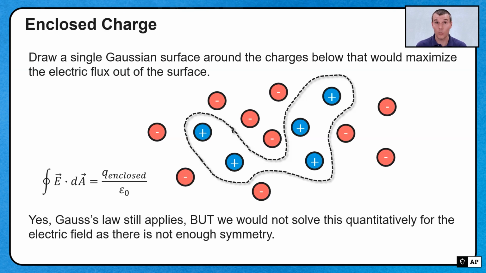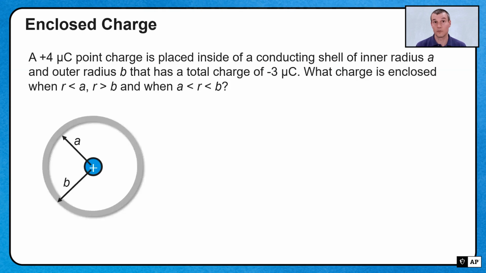However, Gauss's law always applies. It's just whether it's easy to solve. So for this one, this left side would be very difficult to work through with this particular weird shape, but we could actually use Gauss's law to help us get to an ultimate solution. It'd just be difficult. So we'd be more of a qualitative discussion.